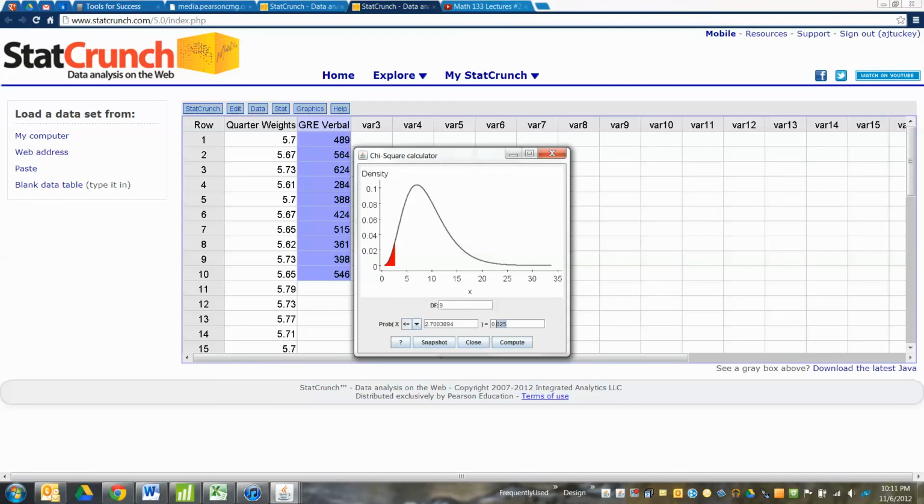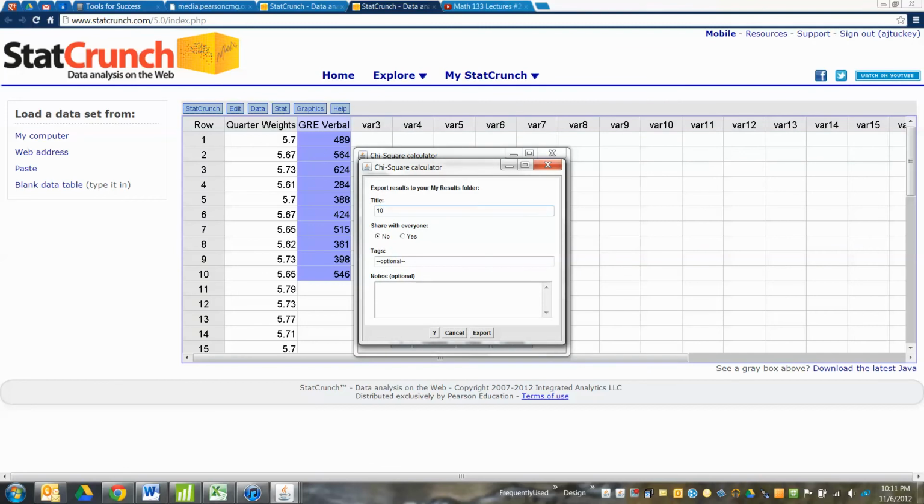And then to get the other one, you need 0.975. Compute. Now notice it's the opposite of what the table does, because the table does the right-hand ones. So if you want what the table does, you have to go 0.025. Hey, look, it's 19.023, right? So that's the other way you can go. Let me snapshot this one as 10.4, Example 1B.